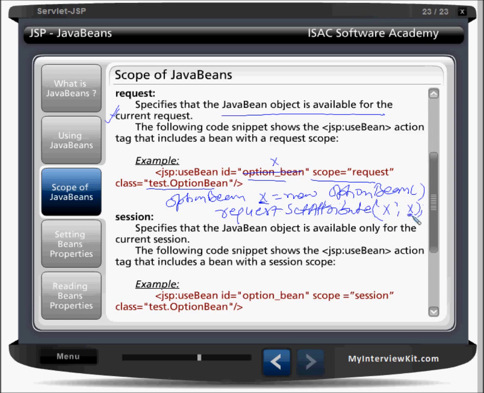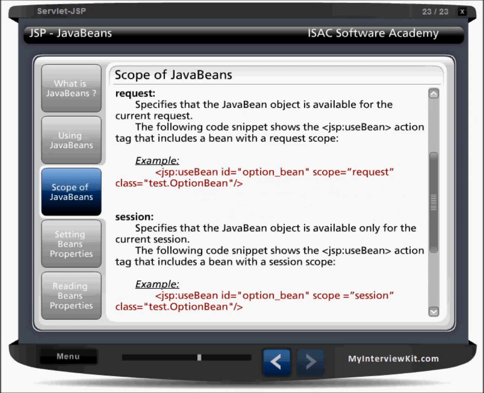This object has been set with the request only. That particular request only can access this X object. If anyone else tries, they will not get it. Similarly for the page context, and similarly for the session, it is added with the session. And there is another scope, application, that will be added with the servlet context. So let us understand the next one, that is the session.